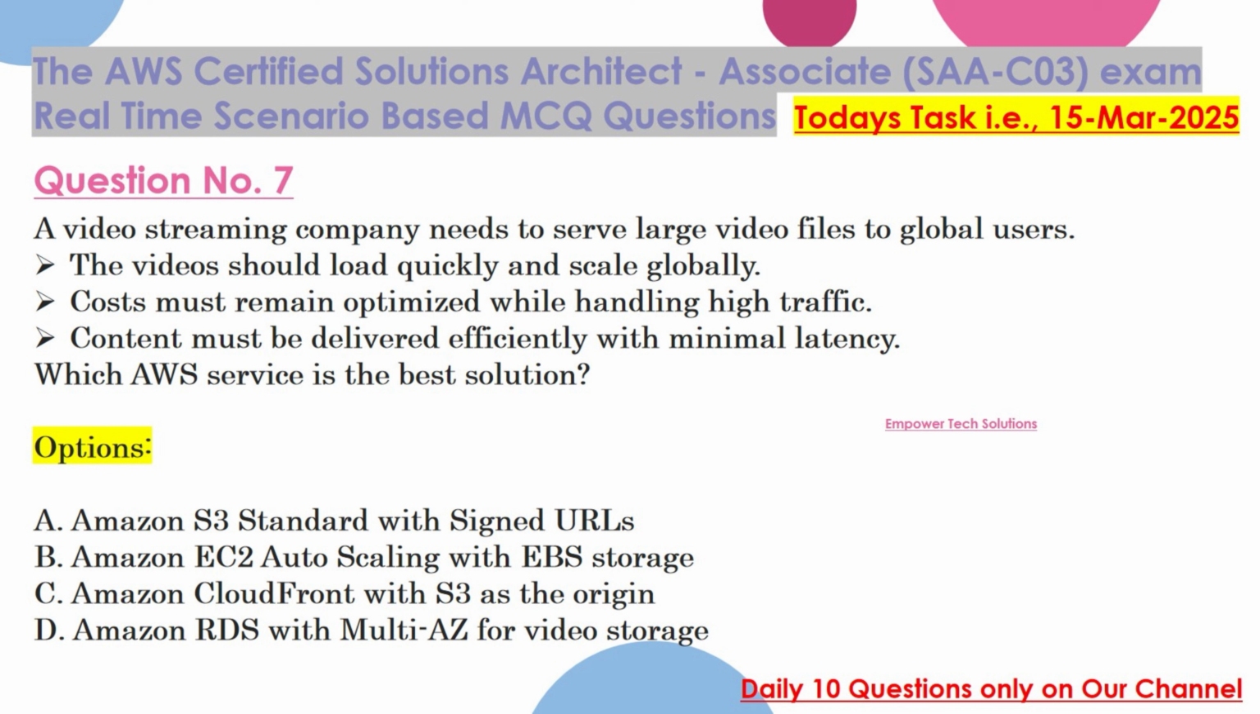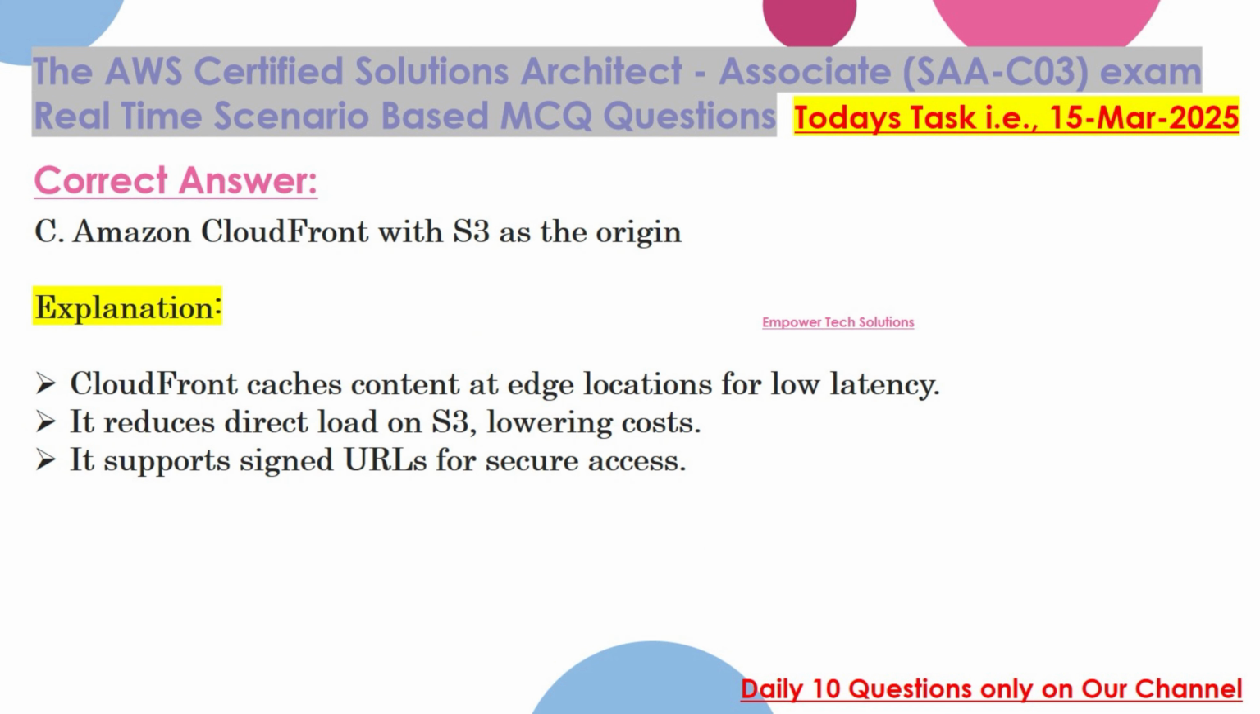Options: A. Amazon S3 standard with signed URLs. B. Amazon EC2 auto-scaling with EBS storage. C. Amazon CloudFront with S3 as the origin. D. Amazon RDS with multi-AZ for video storage. Correct answer: C. Amazon CloudFront with S3 as the origin.